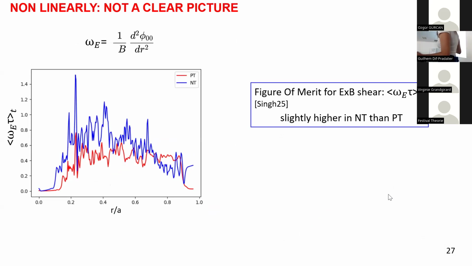We looked at the shear of the flows. In order to compare positive and negative, so the effectiveness of this shear, we use a figure of merit, which equals the shear multiplied by the autocorrelation time, averaged on time, of course. And we see that it is slightly higher in negative than positive triangularity. But if we don't multiply by the autocorrelation time, so if we just look at the absolute value, it's kind of similar.